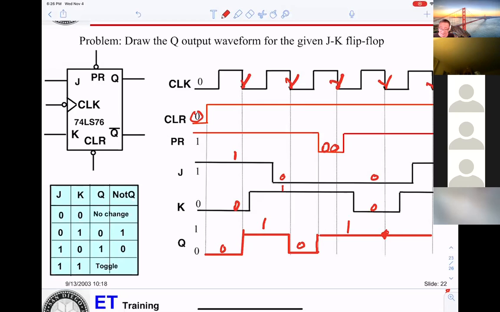Then it goes to the last clock transition, 1, 1. Then you look into the truth table. 1, 1 is toggle. Toggle means it changes. Now it goes 0. That's it.